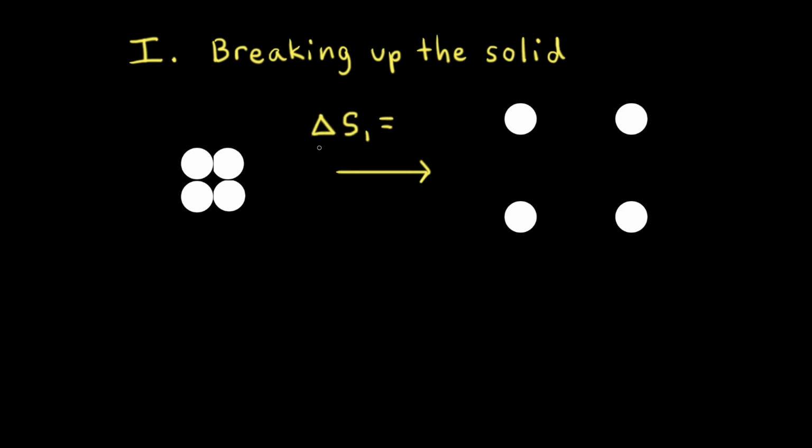Next, let's think about the change in entropy, delta S1, for the first step. When the solid is broken up, the particles have a greater number of possible positions, and an increased number of possible positions means an increase in the number of possible microstates. An increase in the number of microstates means an increase in entropy. Therefore, breaking up the solid means an increase in entropy, and delta S1 will be positive.